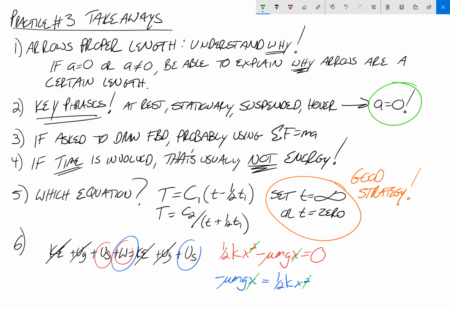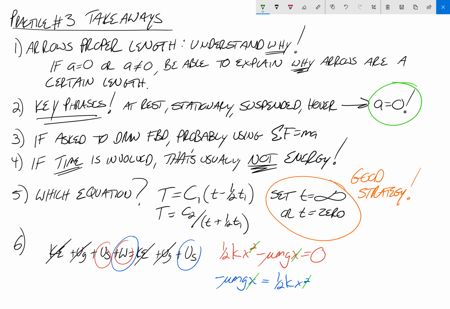So really, that's a good little nugget to keep in the back of your mind as you move forward into the real test. If they ever ask which equation to use, good strategy: what happens if you sub in zero to each equation? Does what happened make sense? What happens if you sub in infinity? Does what happened make sense?